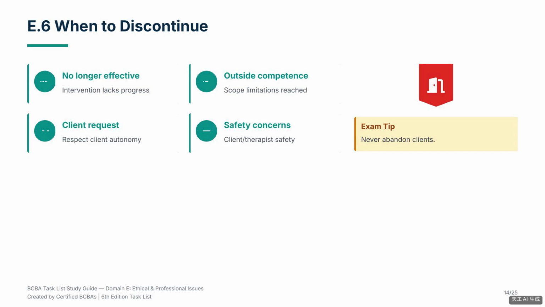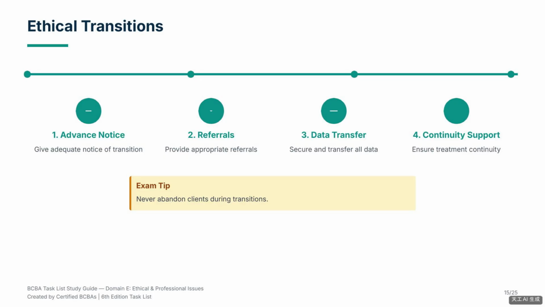But here's the key rule. You may discontinue services, but you may never abandon clients. Discontinuation must be ethical, planned, and supported. When services end, your ethical responsibilities do not. You must give advance notice whenever possible. You must provide appropriate referrals. You must securely transfer data and records. And you must support continuity of care. On the BCBA exam, sudden abandonment is always wrong. If a client loses services without support, that's an ethics violation, even if the BCBA had a good reason for leaving.